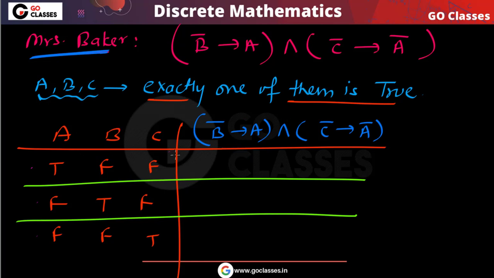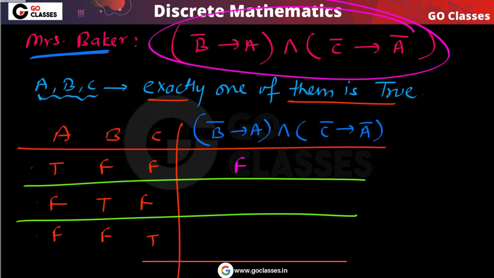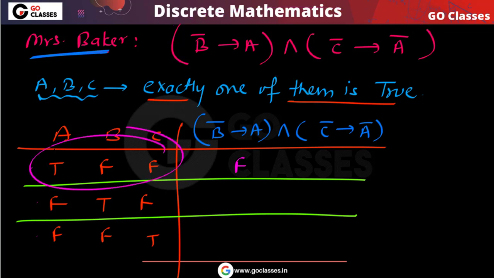So for this first situation where A is true, B is false, C is false, because C is false, this will become true. A is true, so this will become false. True implies false will become false, and false and anything is false, so basically here it will become false. So Mrs. Baker's statement will become false for this situation. It means Alice is definitely not the youngest child, so this is definitely not possible.